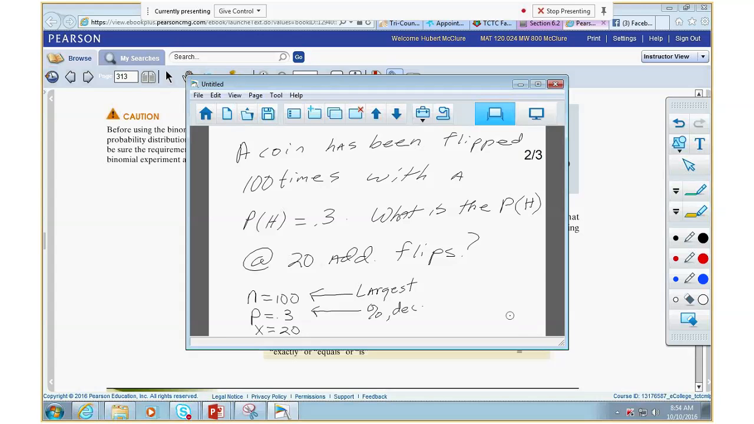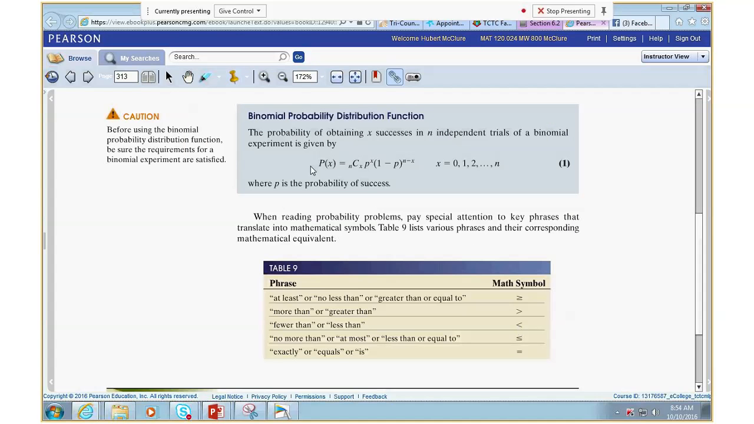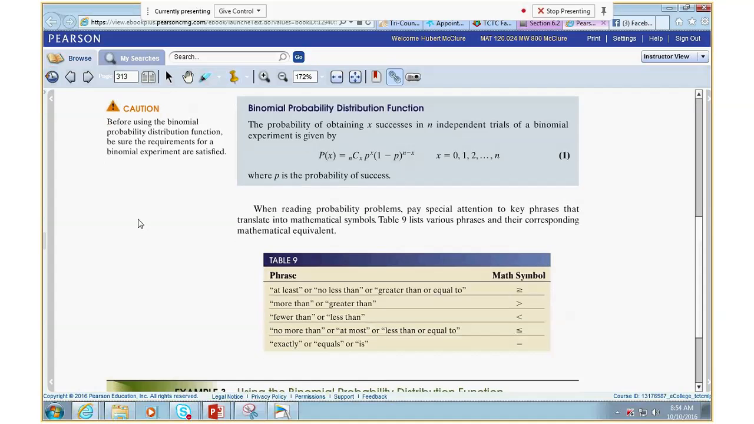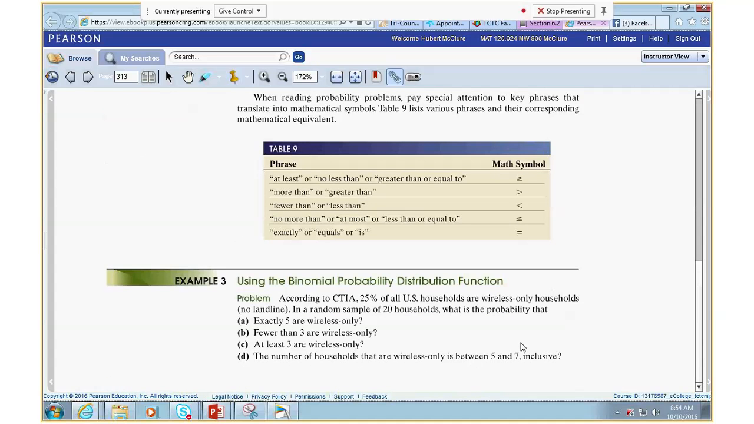Now, if you don't have a calculator, then you can plug it into this, which is a pain. Because not only do you have to do the combination, then you have to plug in P, which is 0.3, raise it to the 20th power, times 1 minus P, the complement, that's Q. And 1 minus P is equal to Q. So that's 0.7 raised to the 100 minus 20, the 80th power. And then you'd have to do all that math in your calculator. All right? I'm not going to require that because I really don't think you need to do that.